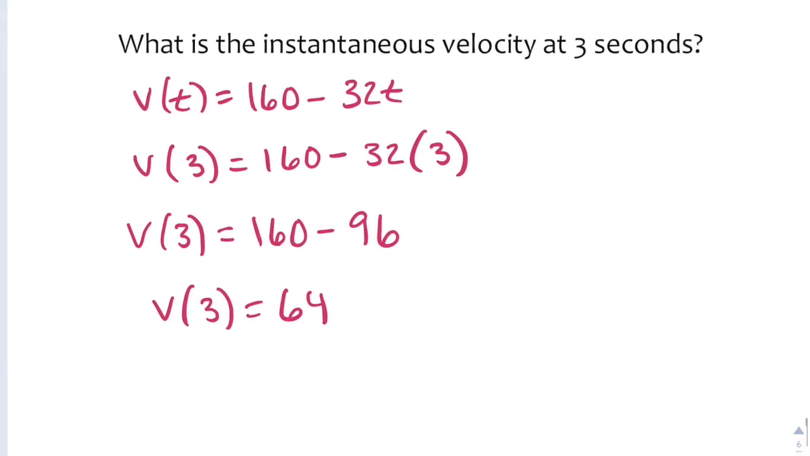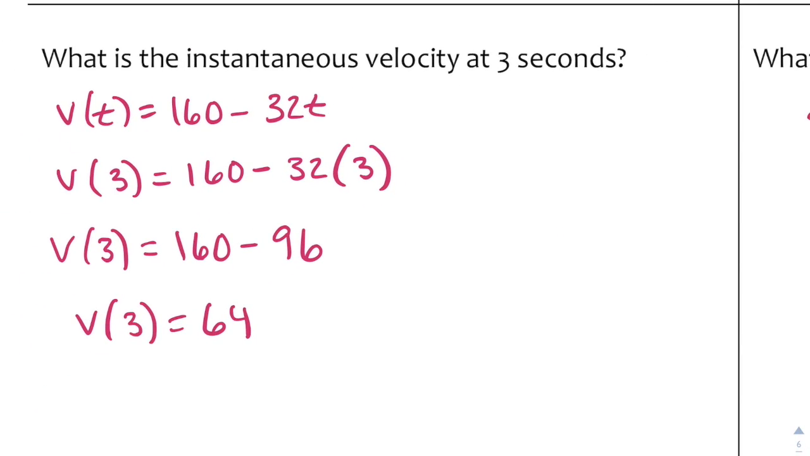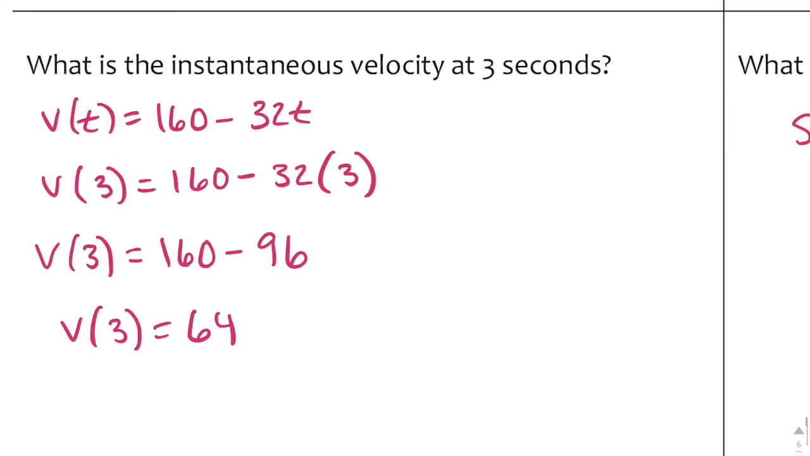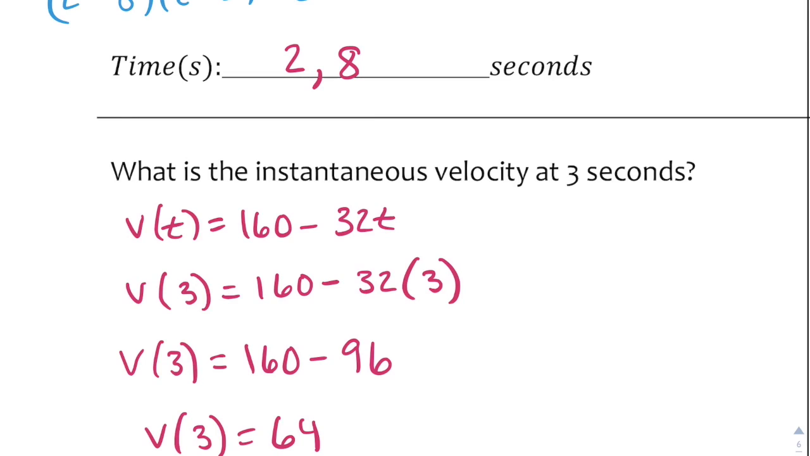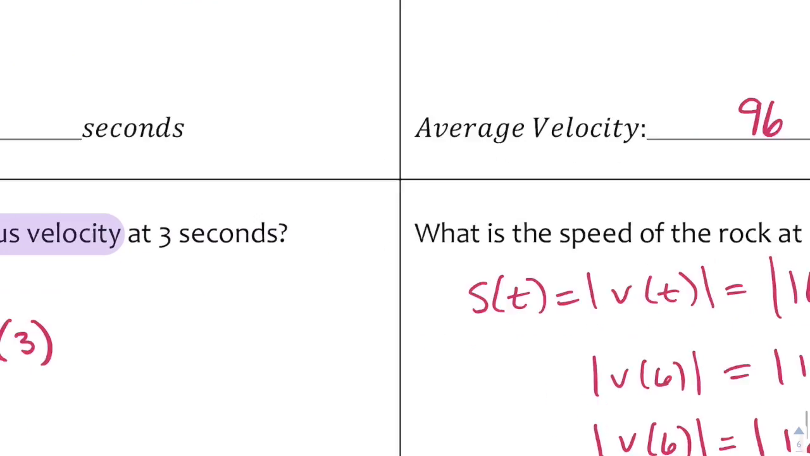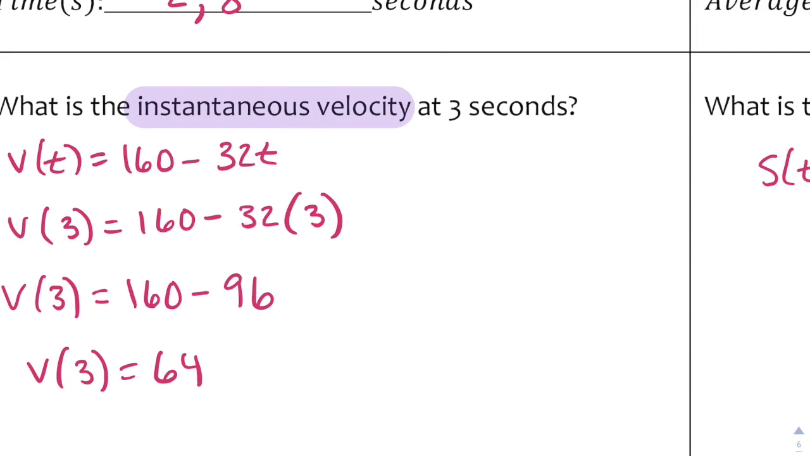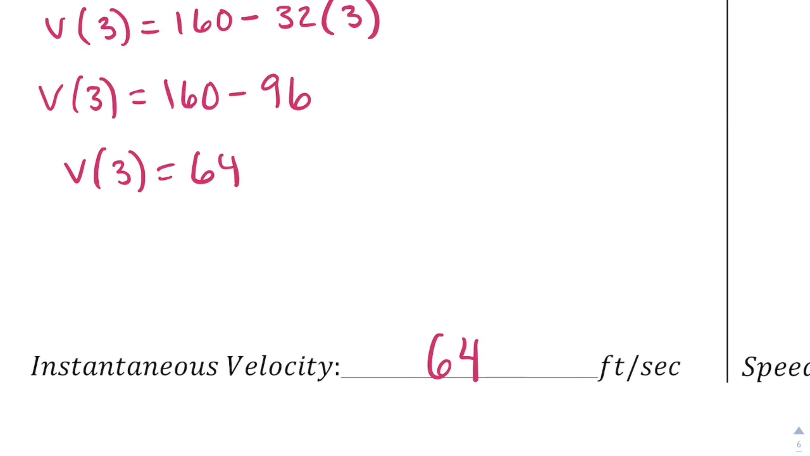Okay, the next one, what is the instantaneous velocity at 3 seconds? Well, oh, let me clean that up. I'll leave it highlighted for your notes. Okay, instantaneous velocity is the derivative. Okay, so evaluate the derivative at 3 and you get 64. So 64 at 3 seconds. And that is feet per second.